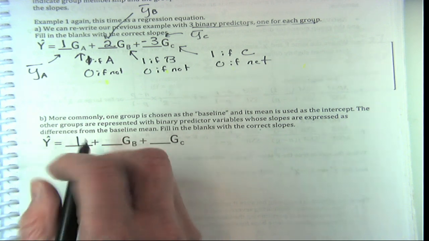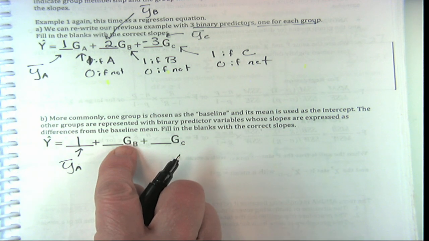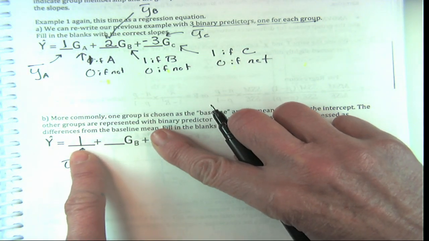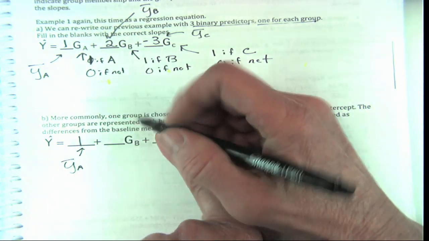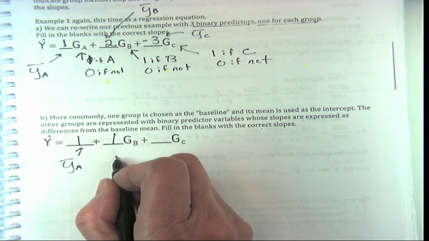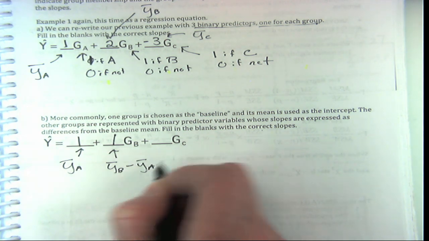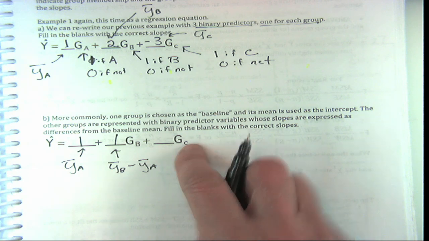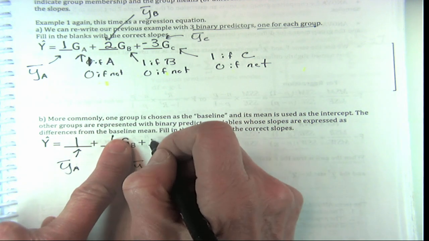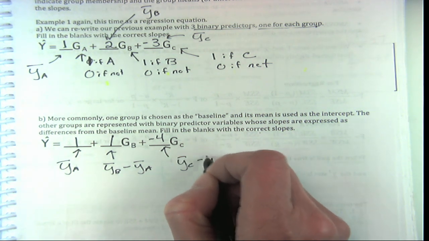So for example, let's say we use group A mean here. Can you see, okay, so when group B is 1, this would be 0, and we want to get the group B mean, which is 2. So what would be in here? 1 plus 1 is 2. So this right here is just the group B minus the group A. And how about this? If you're in group C, then this one's 0, and you want to end up with -3. So this must be -4. So this would just be YC minus YA.